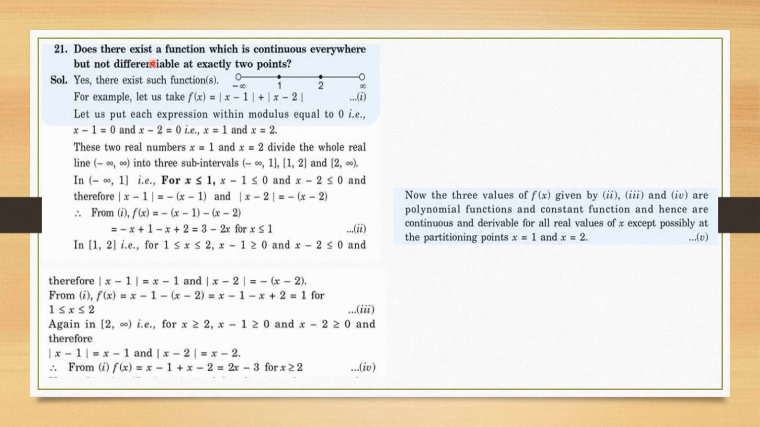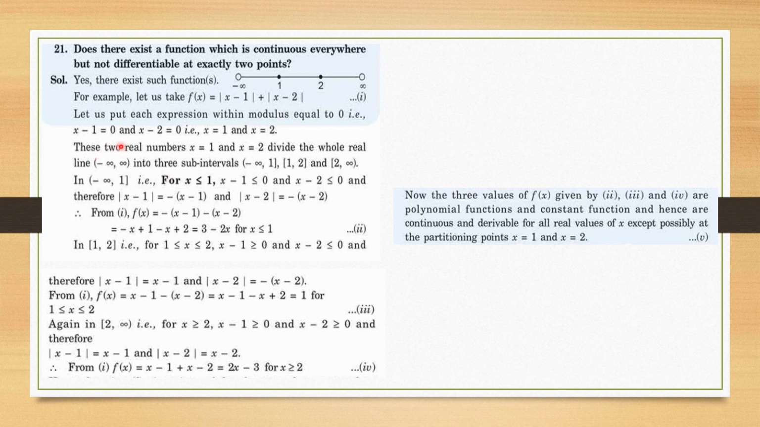Number 21 is, does there exist a function which is continuous everywhere but not differentiable at exactly 2 points? So yes, there exist some functions like this. These functions can be taken as the sum of two modulus functions, like |x − 1| + |x − 2|, because I need 2 points. And the 2 points will be the zeros of these functions: the zero of this one is x equal to 1, and for this one it is x equal to 2.